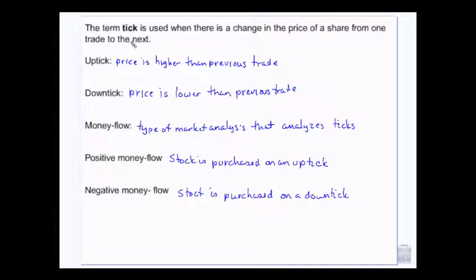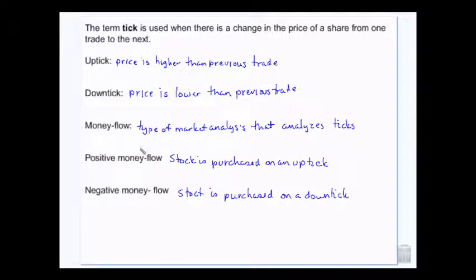Take the price, and it changes from one transaction to the next, and it's gone up. Even if it's gone up a penny, it's called an uptick. And if it's gone down, it's called a downtick. And that's per transaction on a single individual company stock.